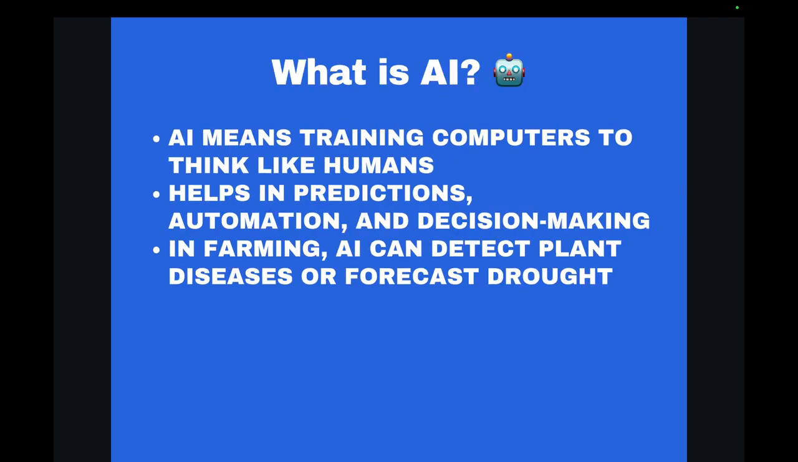So I think most of us here luckily know what AI is. At its most basic level, it's really just an algorithm designed to train a computer to think like a human, right? So it can help us in predicting different things. It can help us in automating and decision making. And in the context of agriculture and farming, we can use AI to detect things like plant disease before they happen. We can use it to forecast droughts in certain areas. We can also use it for decision making when we're trying to help farmers figure out where they need to sell their crops and where it makes the most sense. So that is some of the use cases of AI.